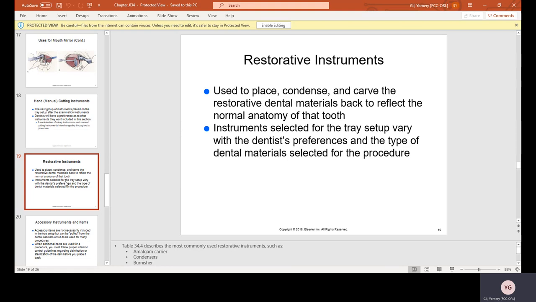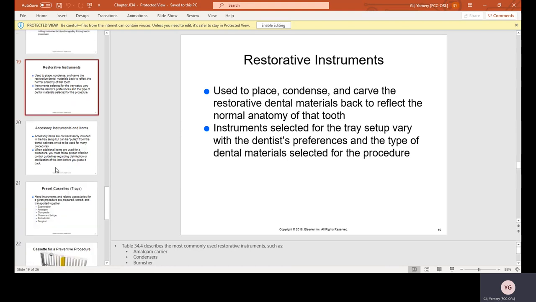Instruments selected for the tray setup vary with the dentist's preferences and the type of dental materials selected for the procedure.